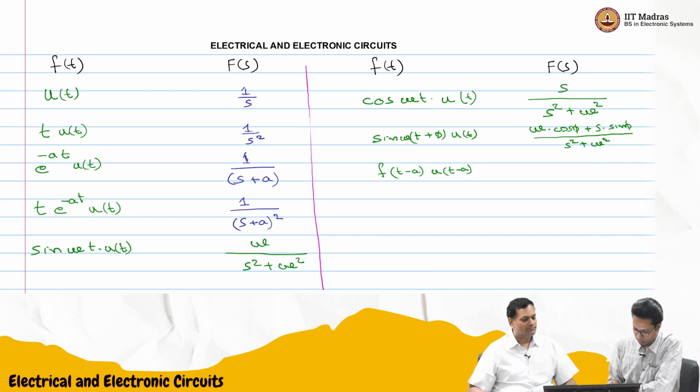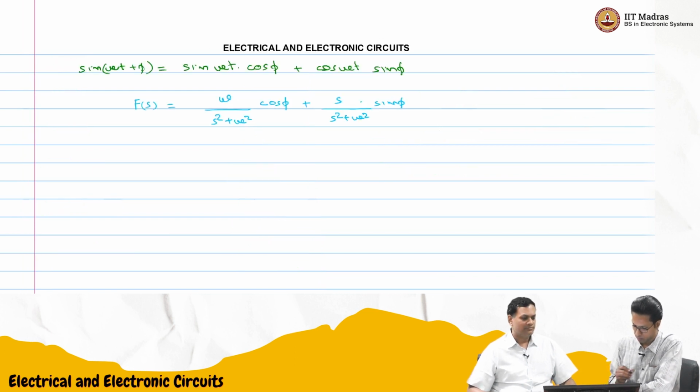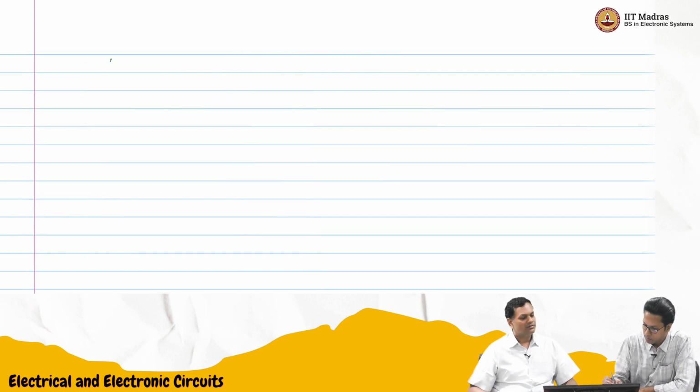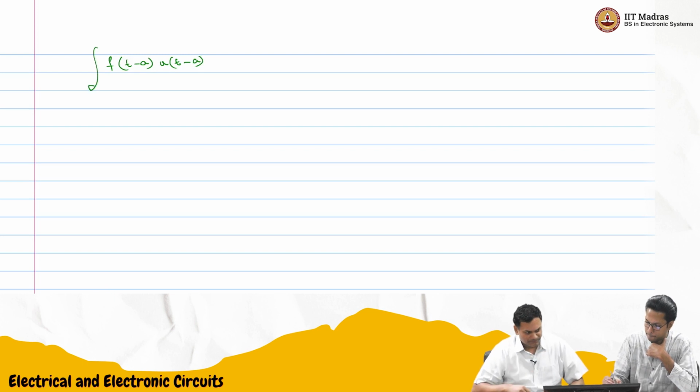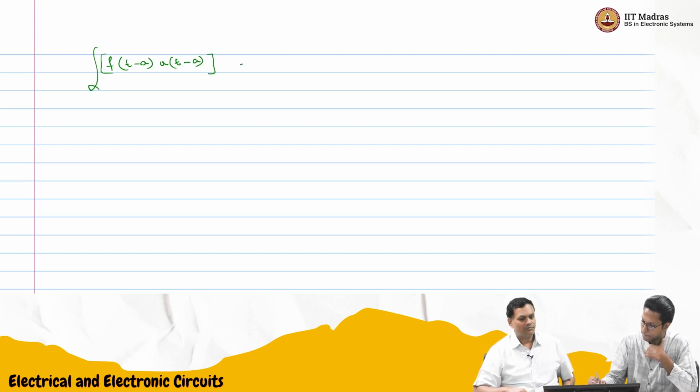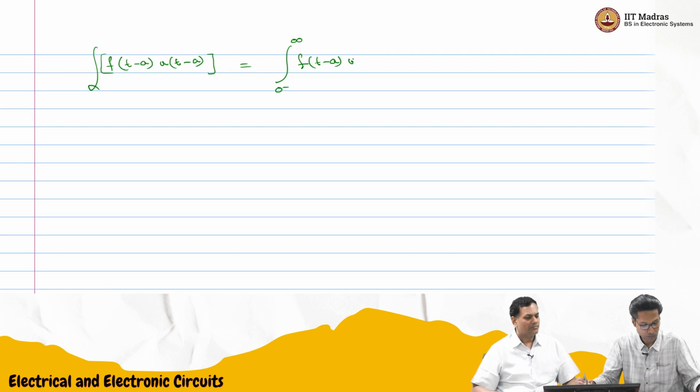Okay, so this we need to somehow handle. So I have f of t minus a, u of t minus a. So the Laplace transform of this, anyway, I'll write the standard equation: integral of f of t minus a, u of t minus a, e raised to minus st dt.